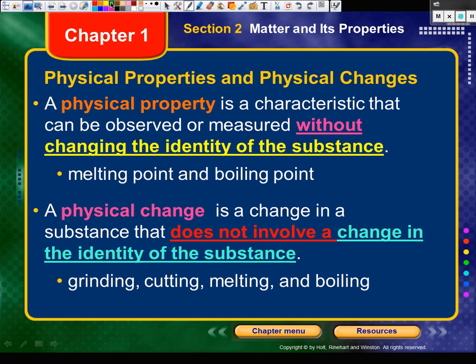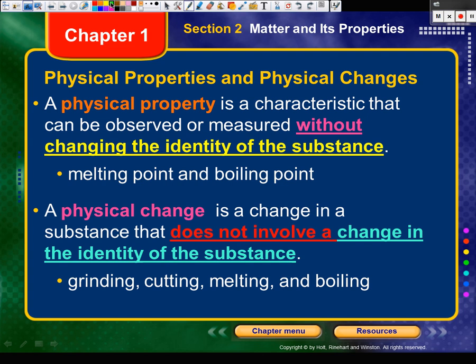Okay? Alright, so a physical property is a characteristic that can be observed or measured. Let's start right there. If I asked you to give me a physical property about yourself, what is something that I could observe or measure about you? What about your feet? I want to just look at your feet. That's kind of weird. But yeah, the size of your feet. Anything else? Skin color, eye color, hair color.